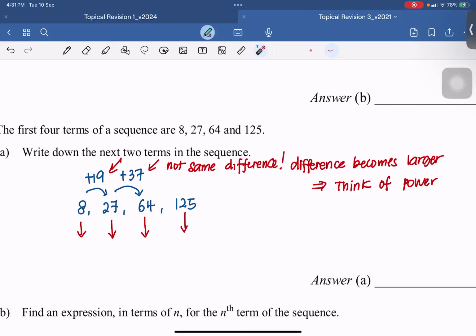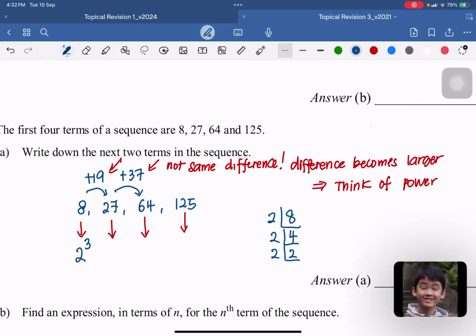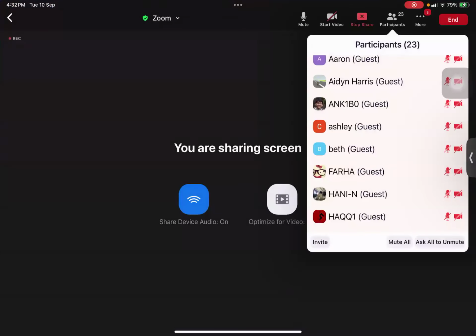Can you tell me, 8 is what number to the power of something? What can 8 be represented as? 8 can be written as what to the power of what? In this case, I don't know. I'm going to look up my prime factors. 8 is 2 to the power of 3. So if there is a pattern that 8 is 2 to the power of 3, maybe I'll think of the next power. What is 27? What can 27 be written as? Okay, maybe just now I called Jaden already. Let me call another person.